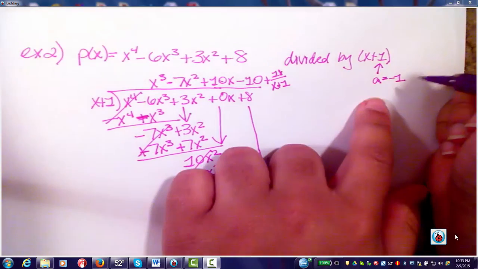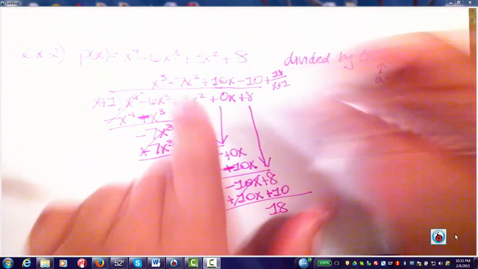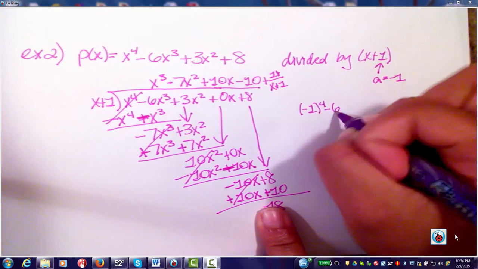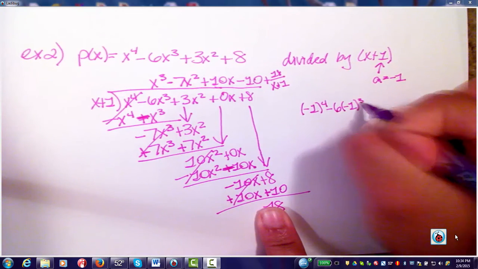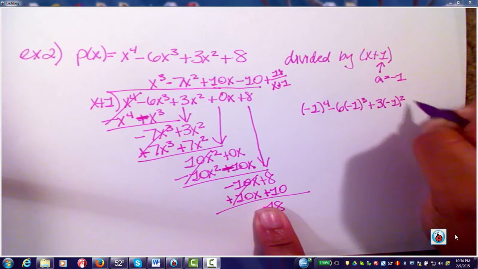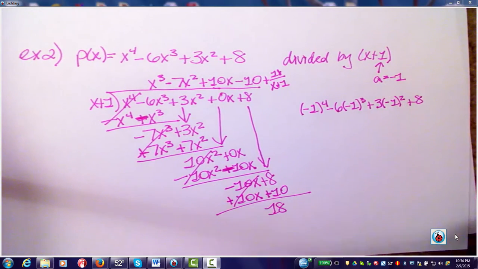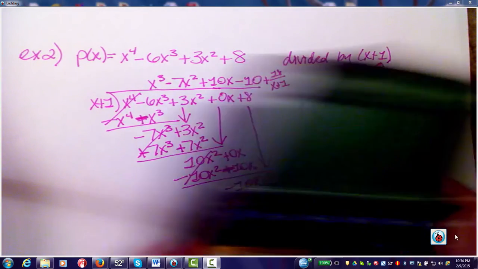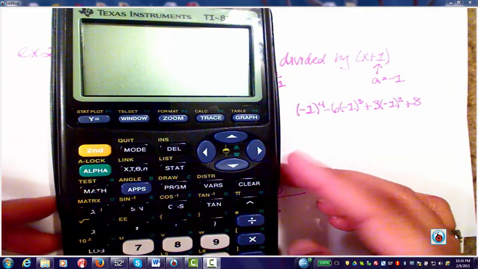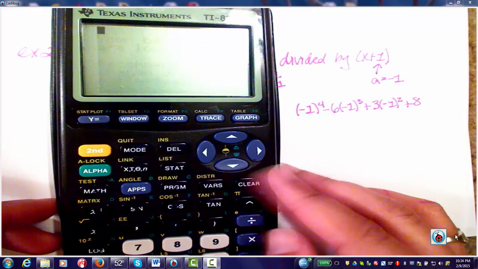So we substitute negative 1 into our function. So we get negative 1 to the 4th minus 6 times negative 1 to the 3rd plus 3 times negative 1 squared plus 8. So now, instead of doing it by hand and possibly making some errors, I'm going to show you how to store a value in your calculator. That way, all you have to do is type in the function on your home screen, and it'll tell you.